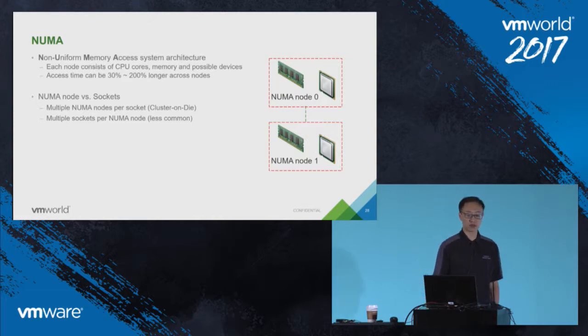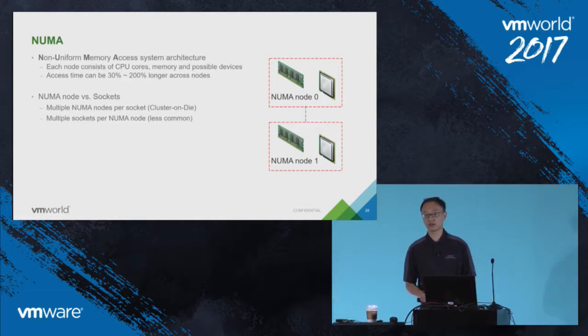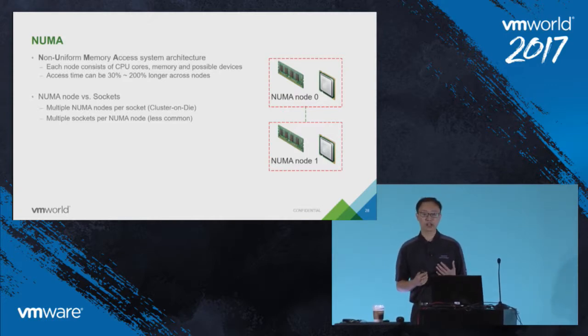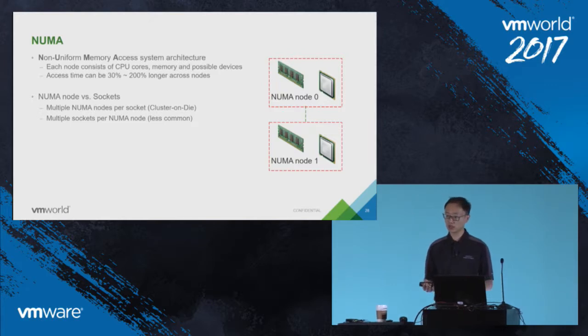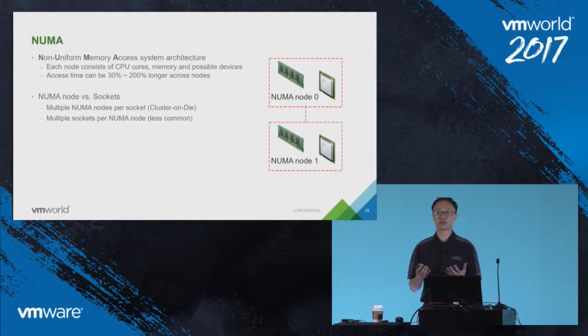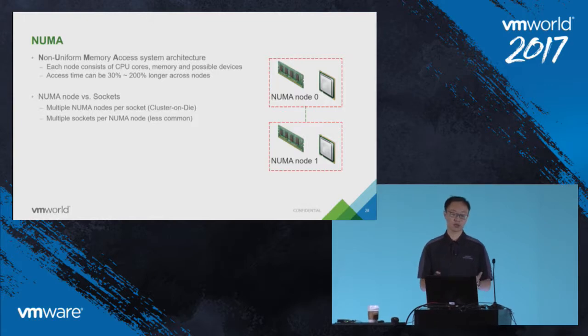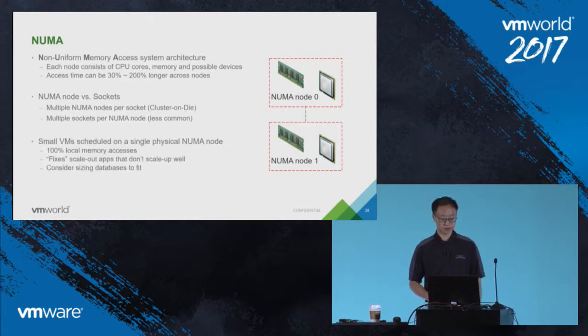There is confusion about NUMA nodes versus sockets. People tend to think these two are the same thing, but actually they're not. Some machines might have multiple NUMA nodes per socket. In some other machines, which is less common, you might have multiple sockets per NUMA node, where two packages become the same NUMA domain. Multiple NUMA nodes per socket is something Intel released on Haswell chips, called cluster on die, and we'll talk about that in a minute.